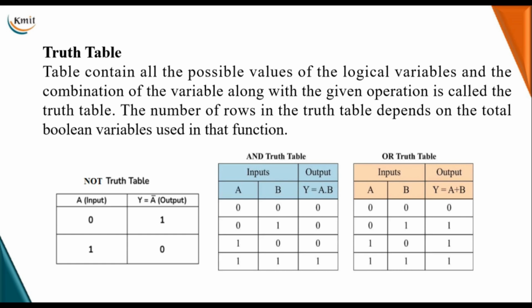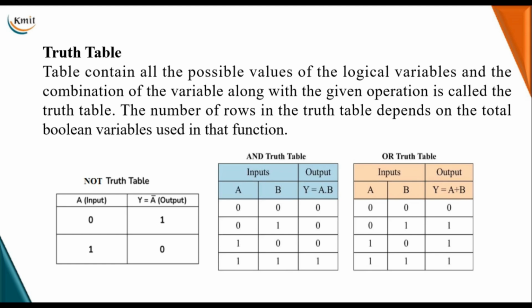Next, let's learn what is meant by a truth table. A truth table contains all the possible values of the logical input variables and the combinations of the output variables. Here we represent the combinations in the form of rows, and the number of rows in the truth table depends on how many inputs are available in the given function, and the number of output columns depends on how many functions you are going to derive using the same input variables.